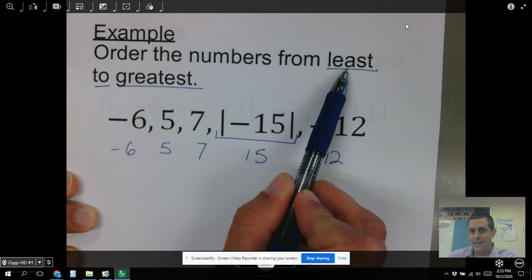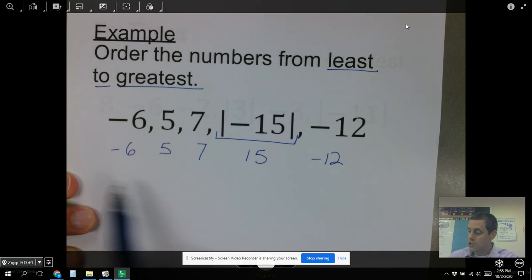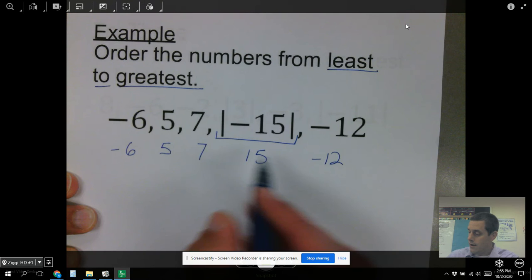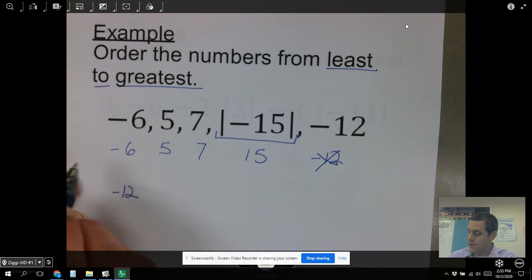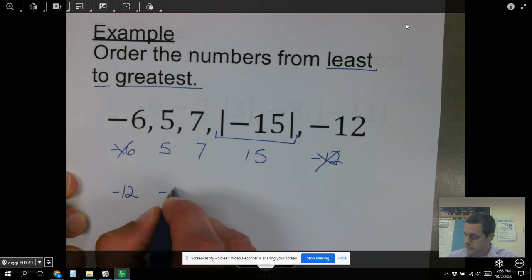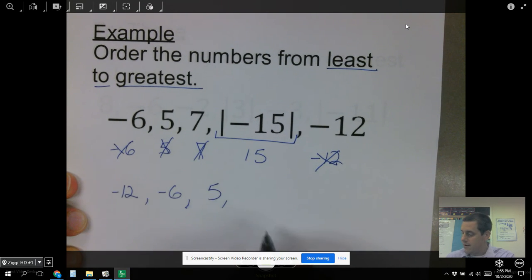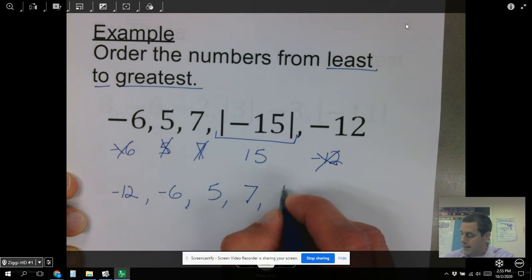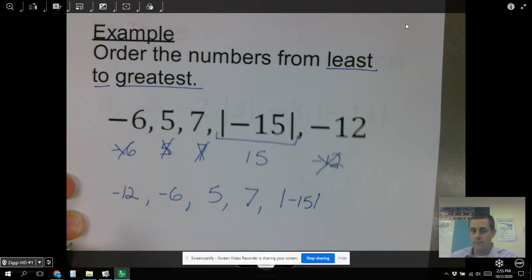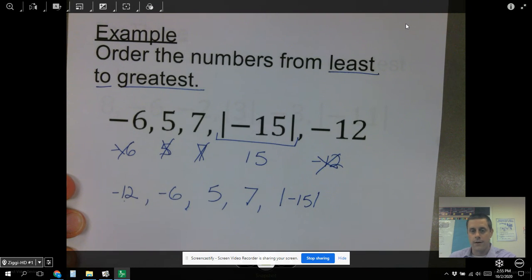Remember, I am working from least to greatest, so I want the least value of these 5 integers. The integer with the least value would be furthest left on a number line. So if I look here, negative 12 is the least value because it would be furthest left. Next would be negative 6, followed by 5, and then 7. And then the greatest value here was 15, but it was originally written the absolute value of negative 15. So from least to greatest, negative 12, negative 6, 5, 7, and the absolute value of negative 15.